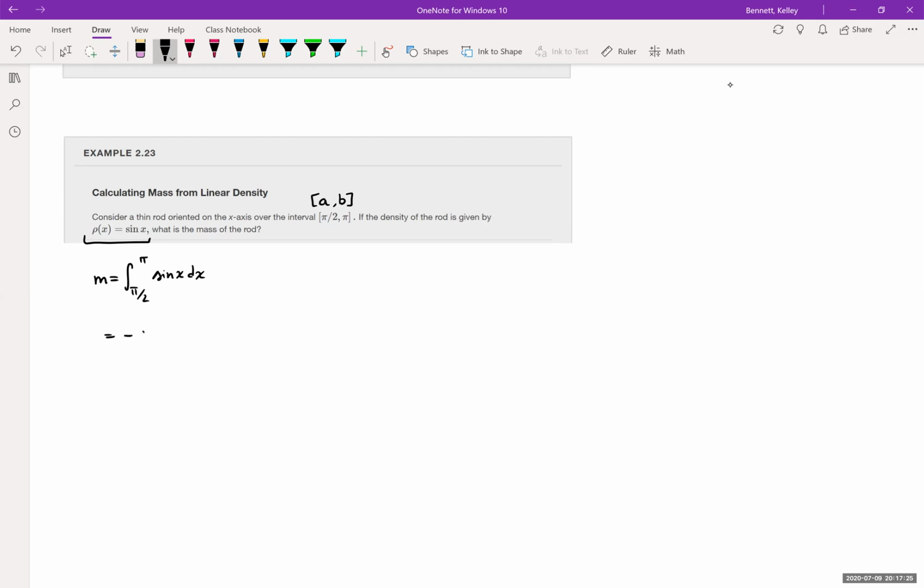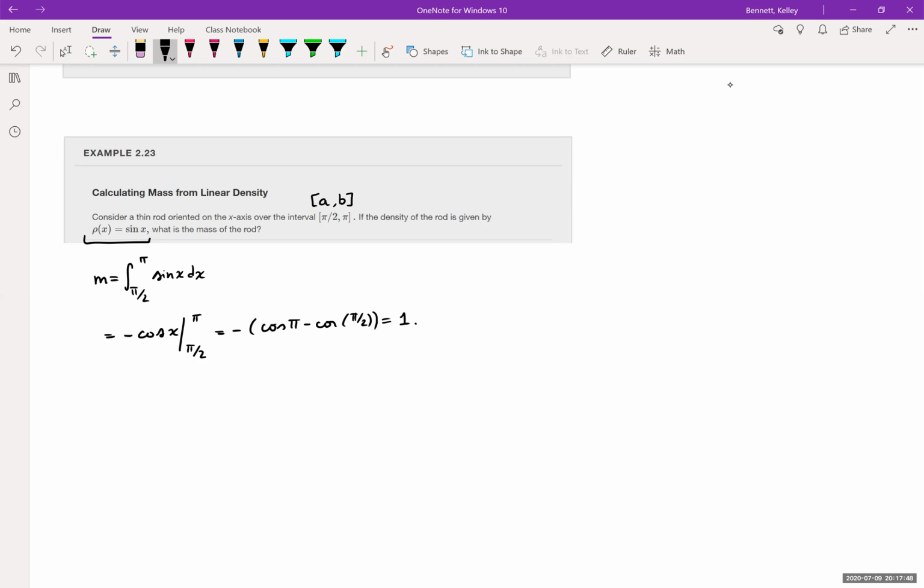We're just going to get negative cosine of x, evaluated from pi halves to pi using the fundamental theorem of calculus part 2. So what we'll get is negative cosine of pi minus negative cosine of pi halves. So it's negative negative 1, plus 0, so 1. So the mass of this rod, given the density function, is just 1.